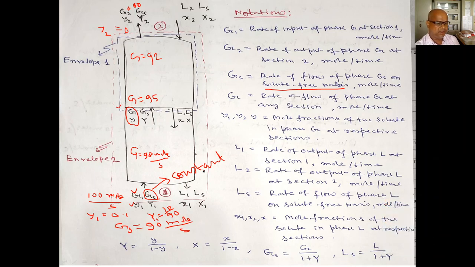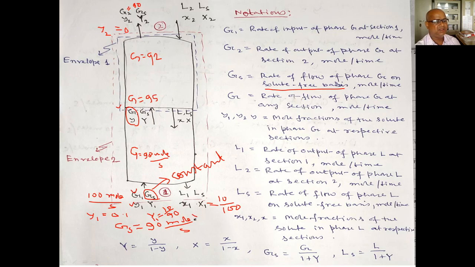In this case, you take the X. 10 moles are transferred, because here 10 moles of ammonia are transferred from this phase. It is 100 to 90, so 10 moles transfer here. So 10 moles by LS, that is 100. So this will be my concentration.